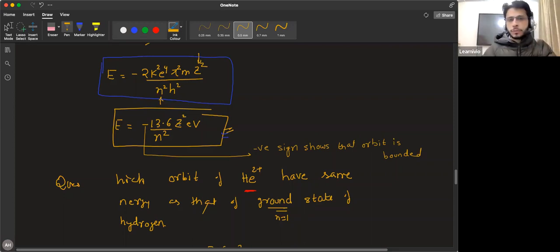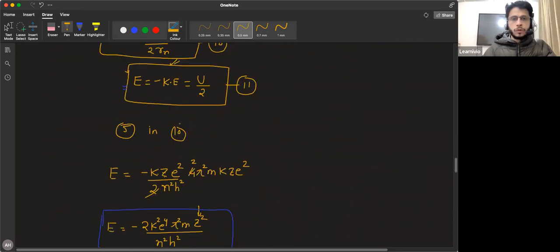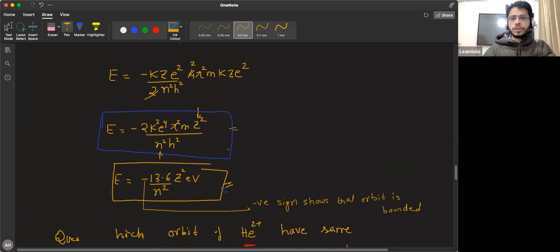decreasing, and this depends upon the atomic number, Z is the atomic number. So Nabil, if you want to note down something, note down these two relations. We will need this relation in today's discussion as well.